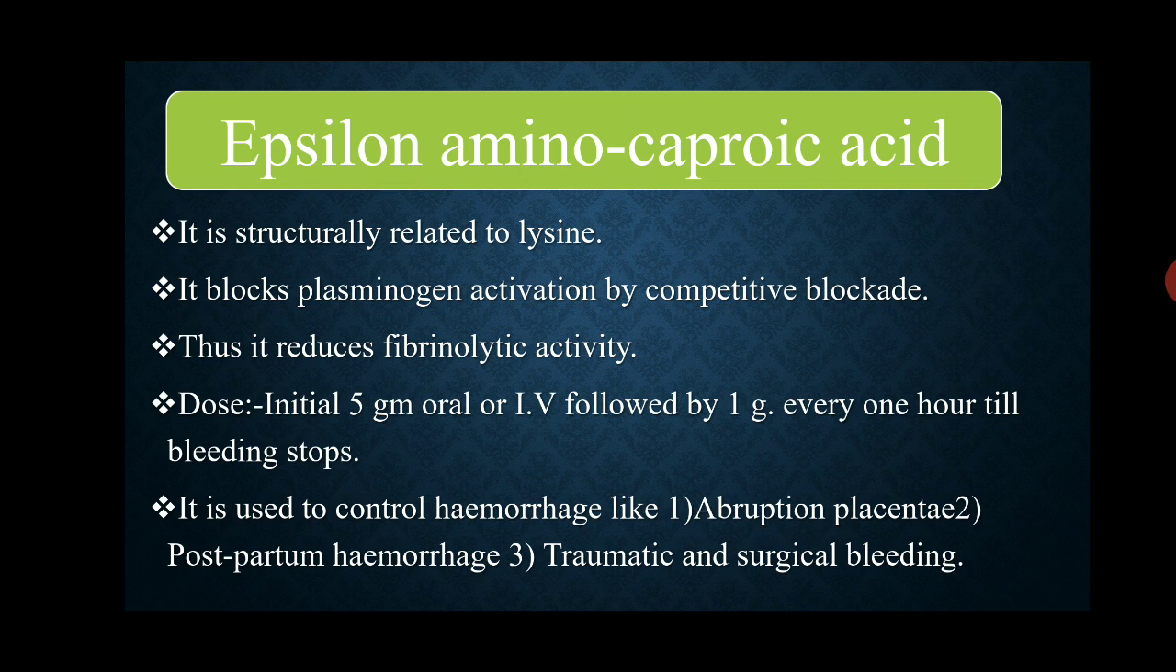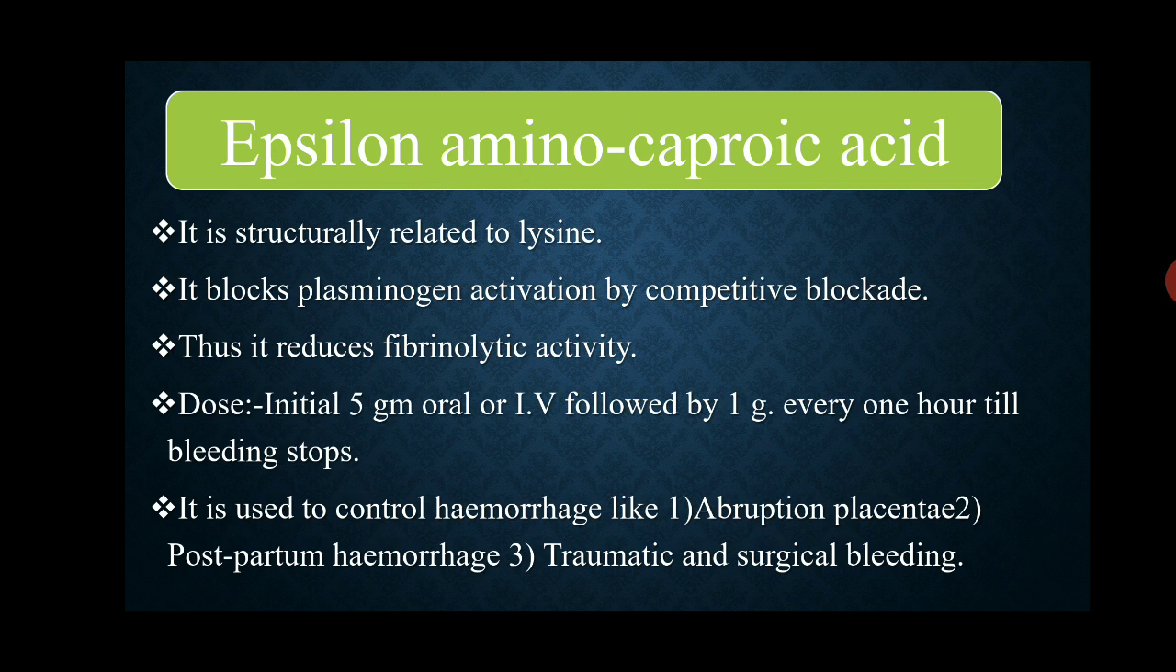ज्यावेळेस ॲबर्शन होईल प्लॅसेंटाचा, ज्यावेळेस ब्लिडिंग होईल, जे हेमोरेज होईल ते स्टॉप करण्यासाठी किंवा कंट्रोल करण्यासाठी हा ड्रग्स यूज केला जातो. That is named epsilon amino caproic acid. Then postpartum hemorrhage. After delivery, fast bleeding or hemorrhage can be controlled using this drug administration, epsilon amino caproic acid.